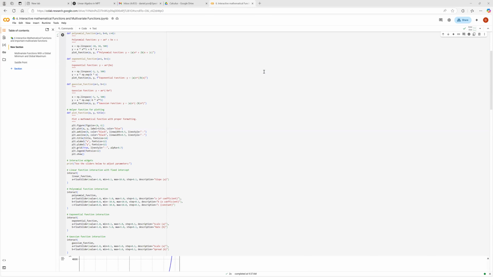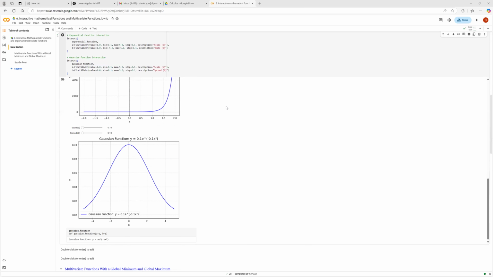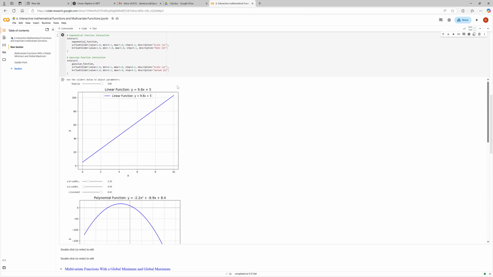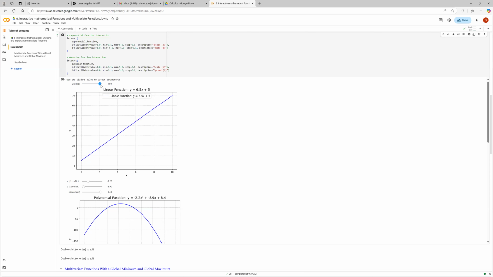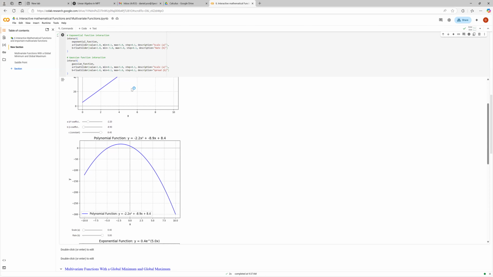So I have some code here, and I basically wrote out a couple of functions that you should pretty much know. I'm going to start with the linear function here, and you can see that by playing with the slope, the steepness increases. Simple enough. The next one is a polynomial function.